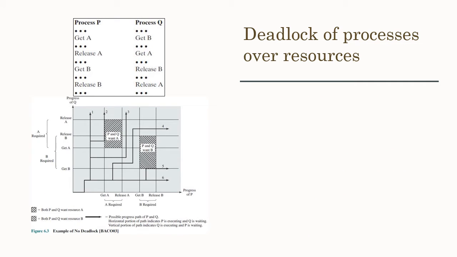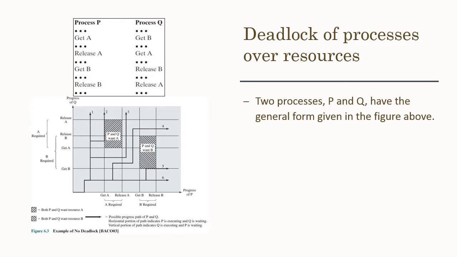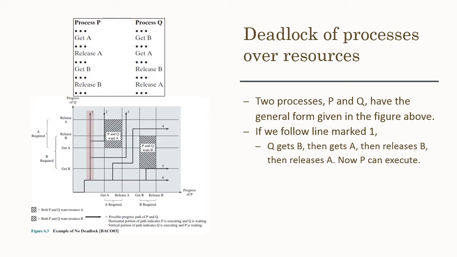Consider another example. Two processes P and Q have the general form given in the figure above. P gets A, then releases A, then it gets B, then it releases B. Q gets B, then it gets A, then it releases B, then it releases A. If we follow the line marked 1, Q gets B, then gets A, then releases B, then releases A. Now P can execute because Q has finished.